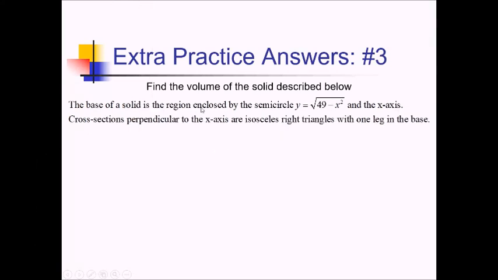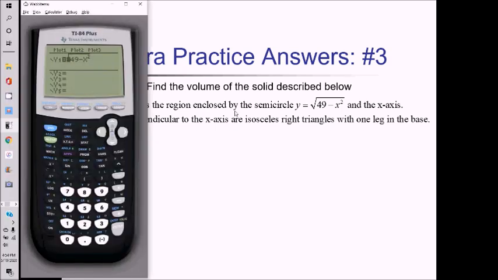On this problem, we're trying to find the volume of a solid whose base is the region enclosed by this semicircle and the x-axis, and the cross-sections perpendicular to the x-axis are isosceles right triangles with one leg in the base. Okay, so let me graph out this semicircle. So I've entered the semicircle as Y1 on my calculator. Let me do zoom 6. So there's our semicircle. Now we have some isosceles triangles coming out of this, and the base of those triangles is in this region.